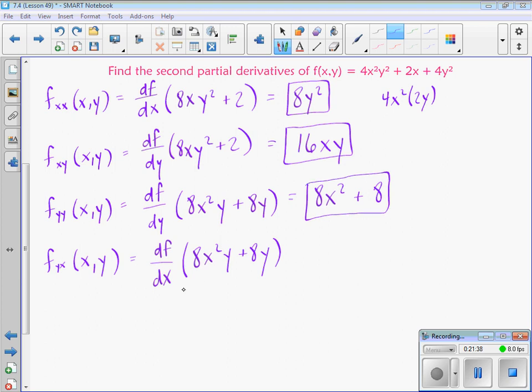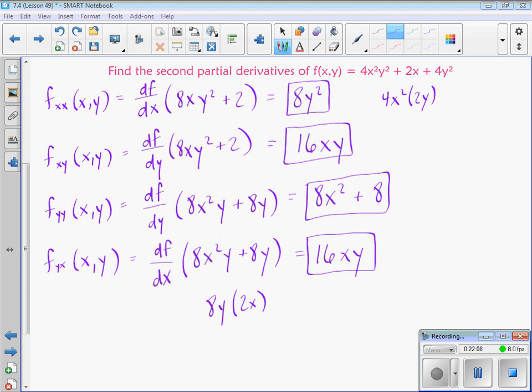Okay, now this one I'm doing with respect to x. So the 8y is the constant, and the derivative of x squared is 2x, so I end up with 16xy. And what's the derivative of 8y? 0, because it's with respect to x. Does everyone see where they made errors or have any questions here?